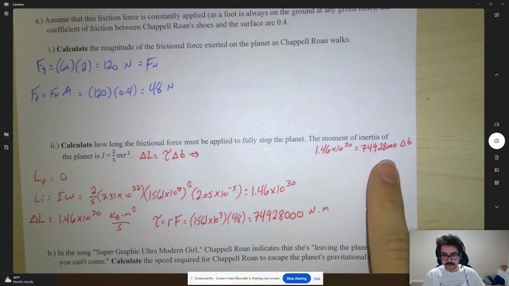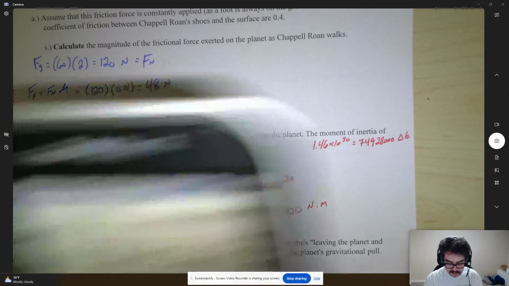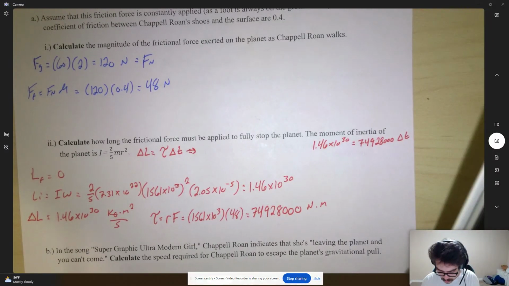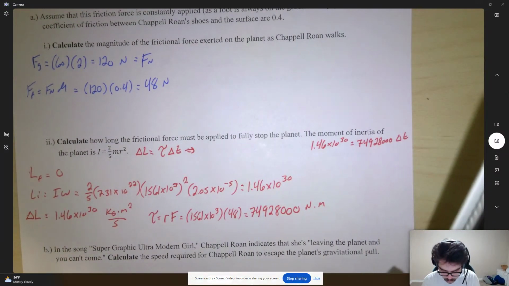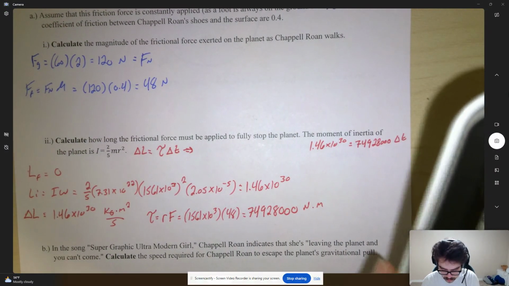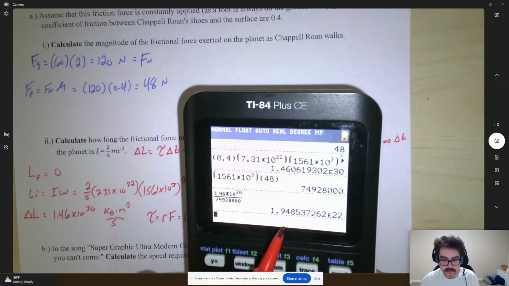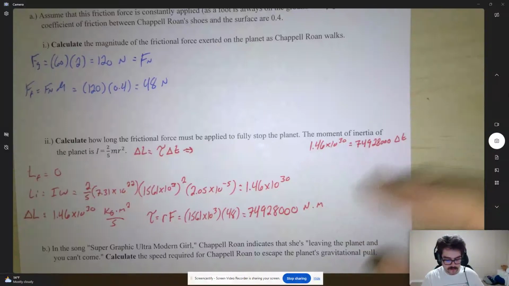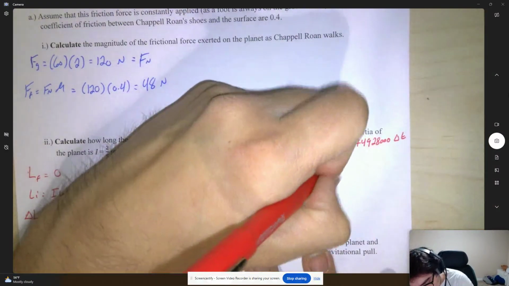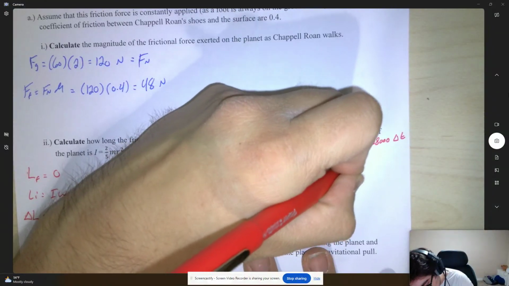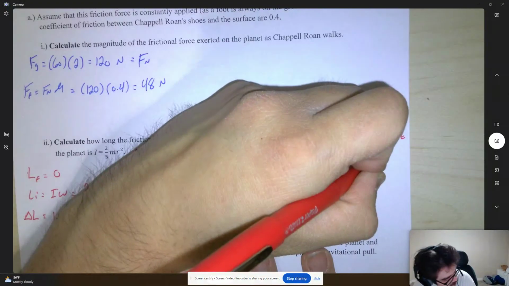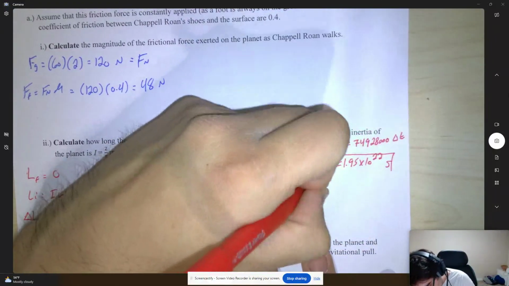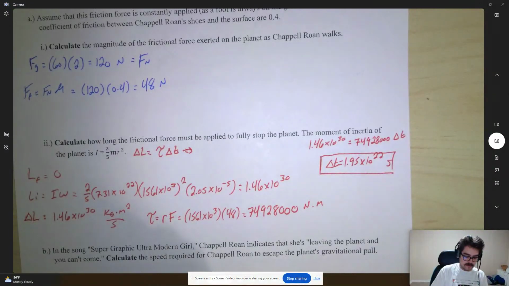And it's still going to be a really ugly number: 1.46 times 10 to the 30th over 7,492,800. This is how long you're going to have to walk. Delta t is equal to 1.95 times 10 to the 22 seconds. That is a very, very long time. So that's a very, very long walk.